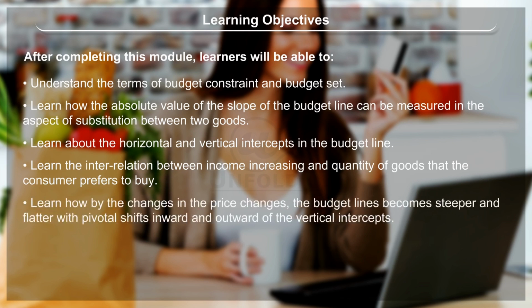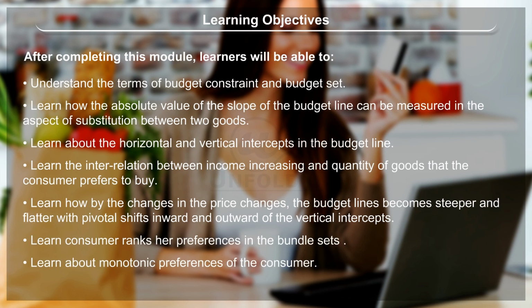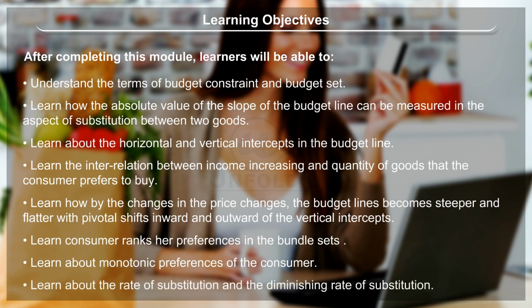Learn how, with changes in price, the budget lines become steeper and flatter, with pivotal shifts inward and outward of the vertical intercepts. Learn how the consumer ranks her preferences in bundle sets. Learn about monotonic preferences of the consumer. Learn about the rate of substitution and the diminishing rate of substitution.